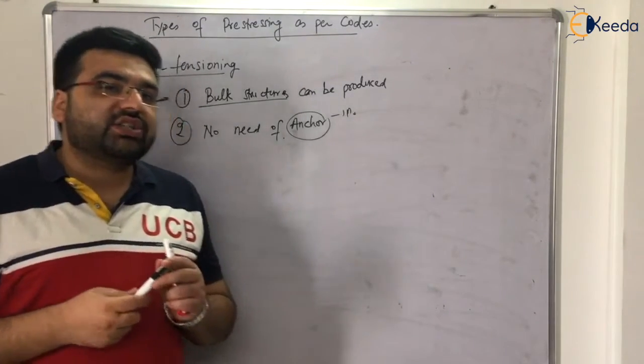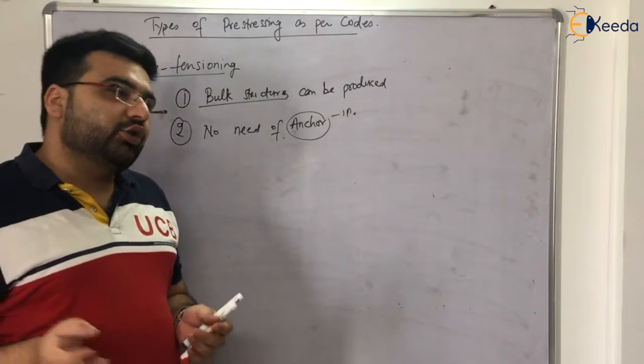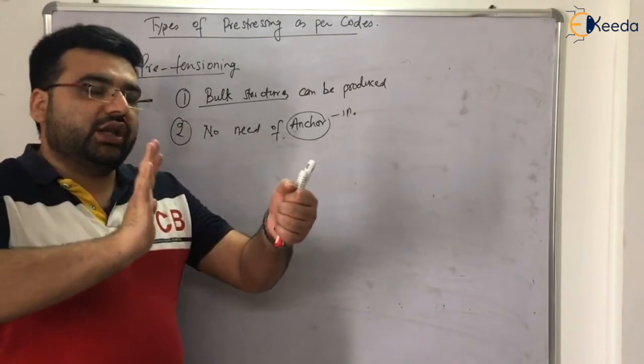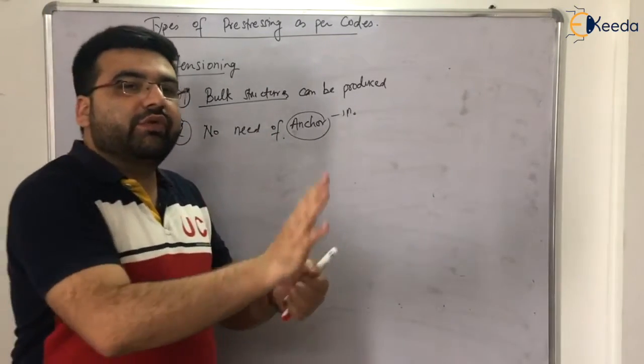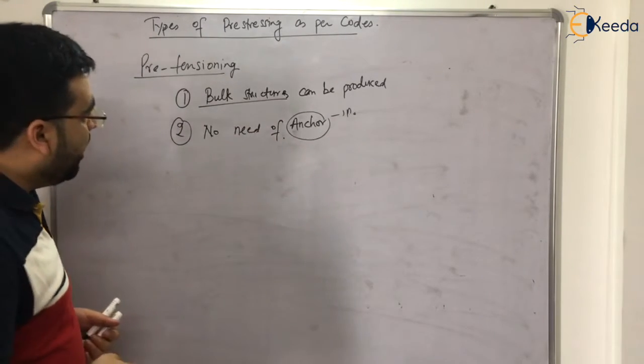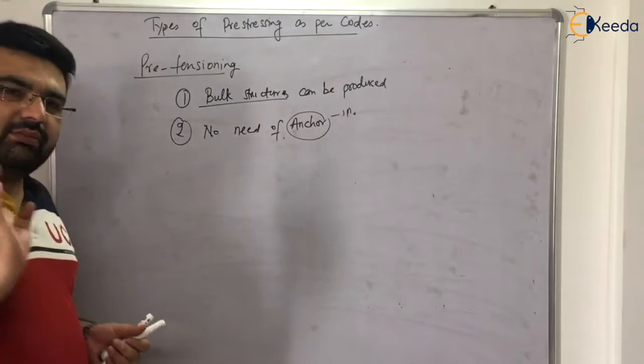But for the time being, just know that, for example, let's say a ship is there. To stop a ship at harbor, we anchor it, right? So the anchor resists the ship from moving here and there. Clear? Another advantage could be the bulk production, and no need for an anchor.